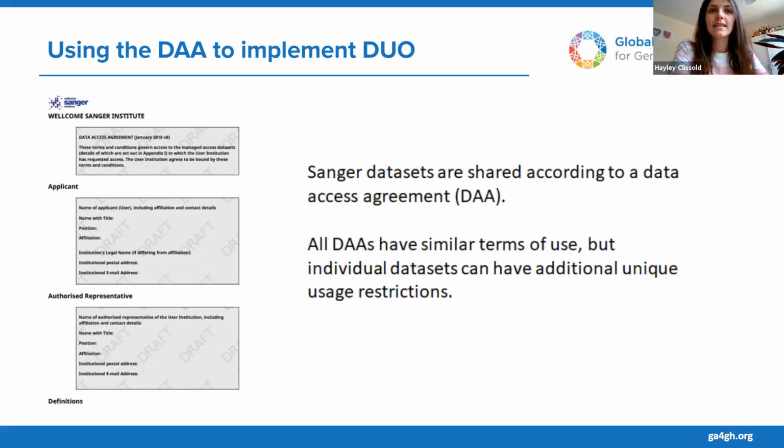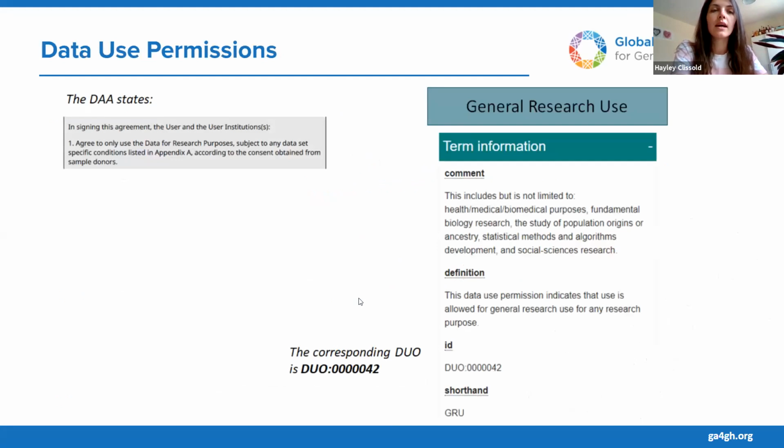So all of the Sanger datasets that we share in the EGA are shared according to a data access agreement, and all of these have very similar terms of use, but individual datasets can have additional unique usage restrictions that we can apply DUO to. Next slide, please. On my slides, on the left-hand side, I've copied over clauses from the agreement, and on the right, you'll be able to see the corresponding DUO code. So in this first example, the clause in the agreement states that the user agrees to only use the data for research purposes. And so this translates to the general research use DUO term, which is DUO 42.